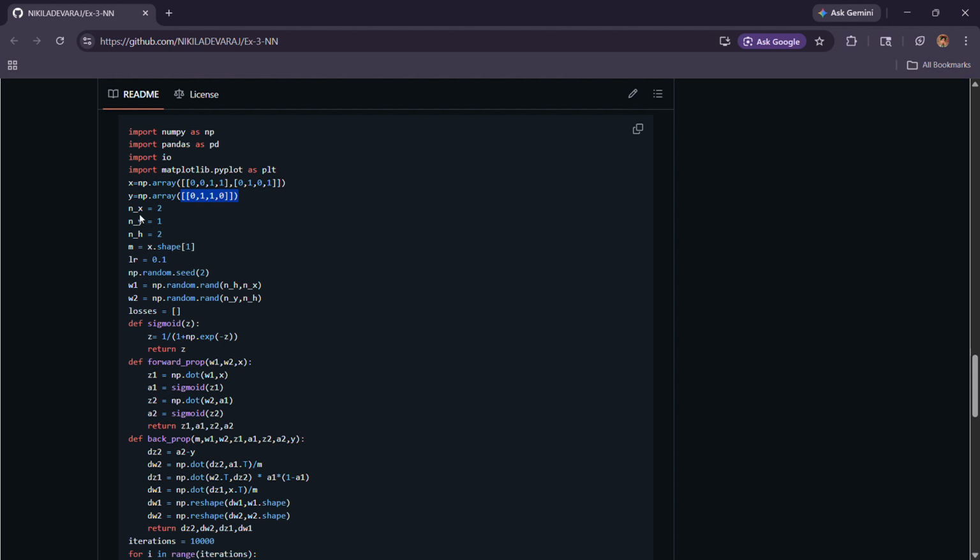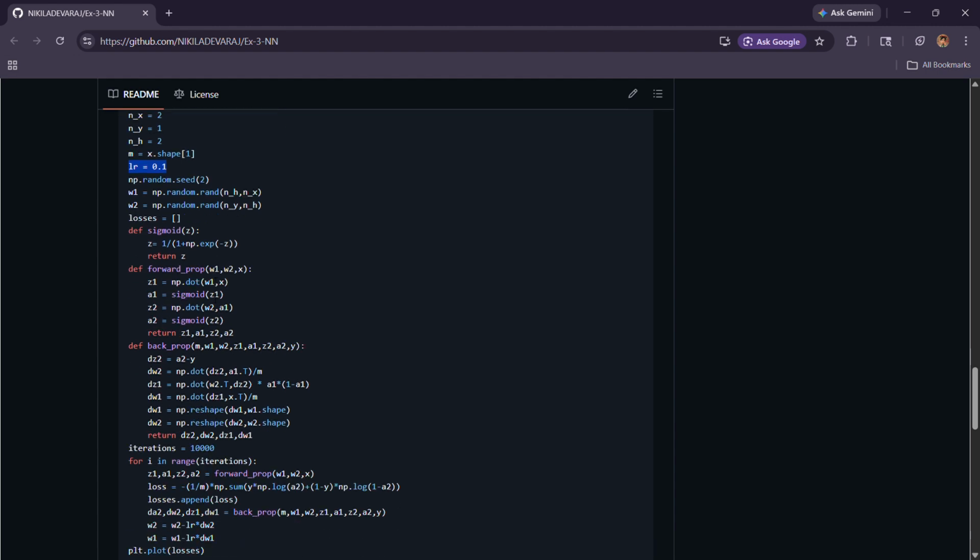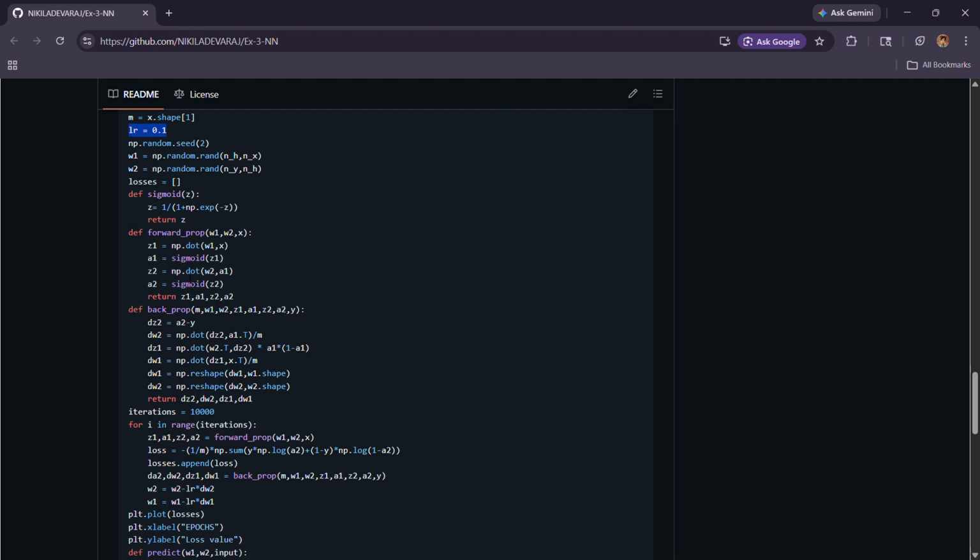Next, the neural network structure is defined. The neural network has 2 input neurons, 1 output neuron and 2 hidden neurons. The learning rate is set to 0.1, which controls how fast the weights are updated during training. Next, the program initializes the weight matrices W1 and W2. W1 connects the input layer to the hidden layer. W2 connects the hidden layer to the output layer.